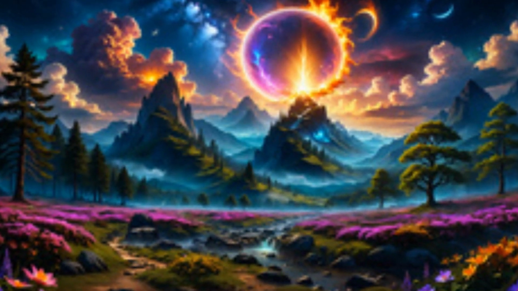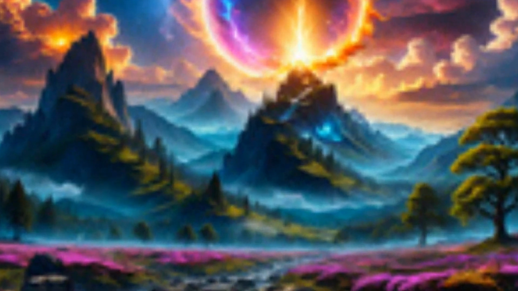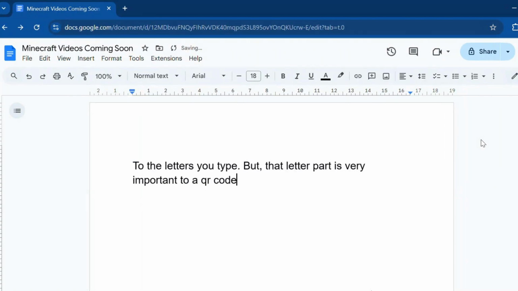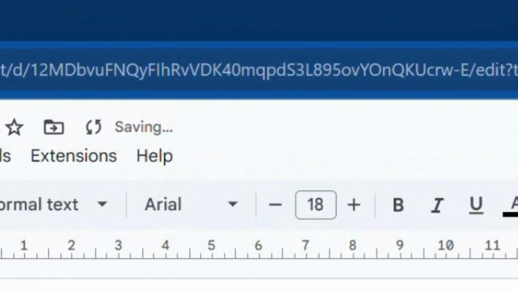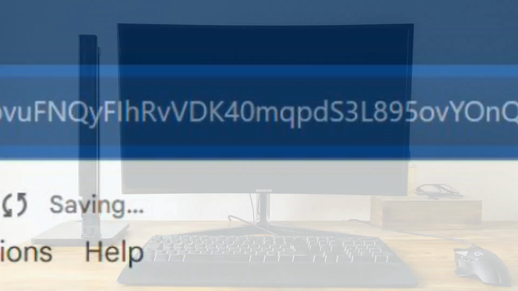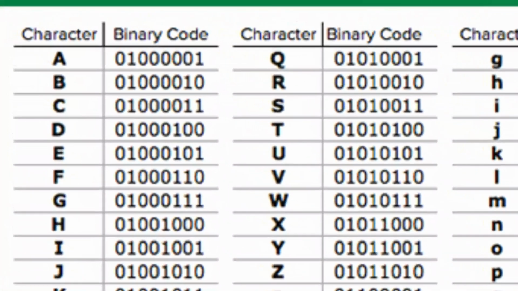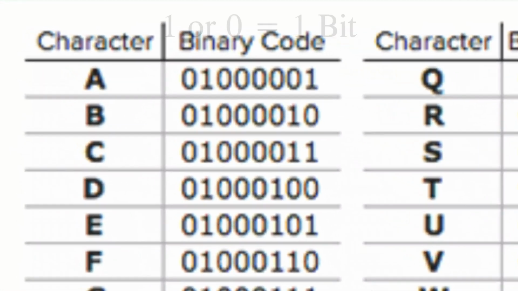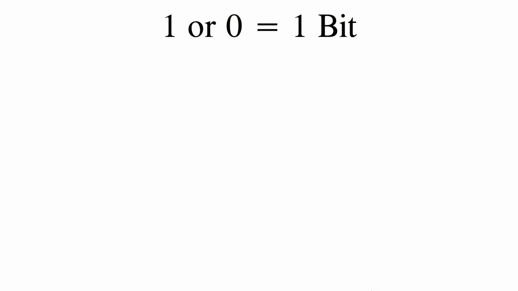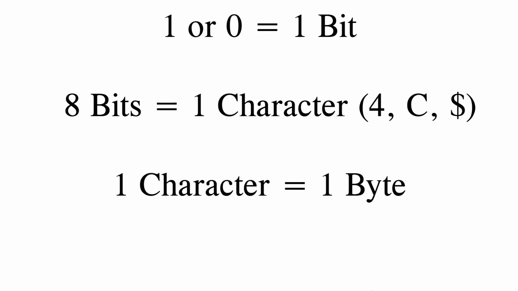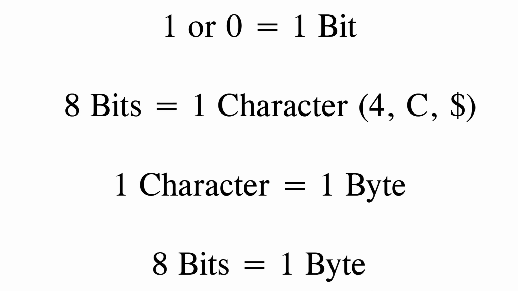These binary units make everything computer related, from the pixels of the video you're watching right now to the letters you type. But that letter part is very important to a QR code, since obviously QR codes lead to a link, which contains letters. In the computer world, any number, letter, or whatever is considered a character. Each character is usually assigned 8 binary numbers that represent it. As each binary number is 1 bit, and 8 binary numbers usually equal 1 character, then 1 character usually equals 1 byte, as 8 bits equal 1 byte.